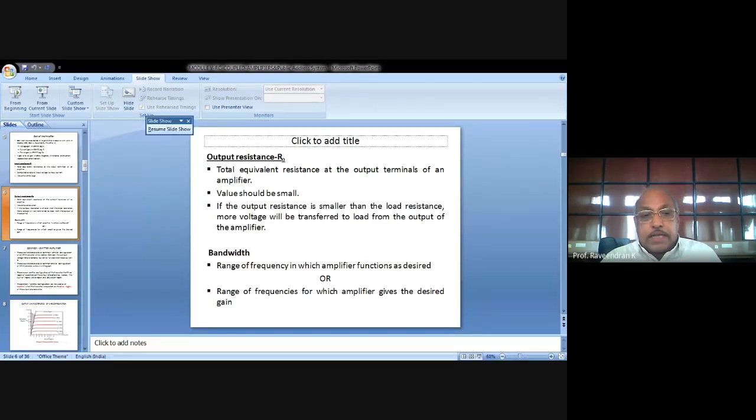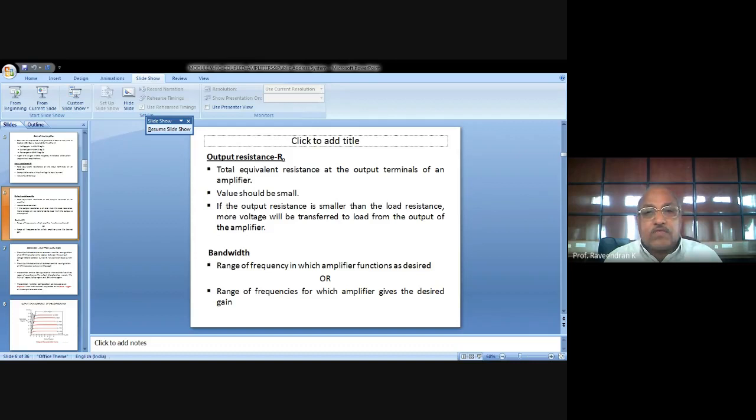Okay. Then next is the very important characteristic, what is called the bandwidth of a transistor amplifier. For any amplifier, there is a bandwidth. What is the bandwidth? Bandwidth is the range of frequencies in which the amplifier functions as desired, or the range of frequencies for which an amplifier gives a desired gain. So every amplifier is meant to work within certain ranges of frequency. That is, the amplifier will amplify the signal very effectively within certain frequency ranges.